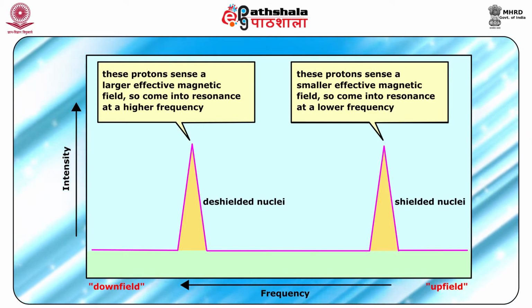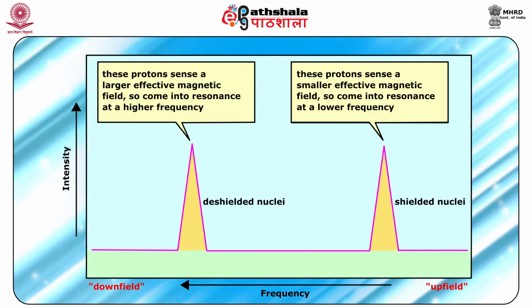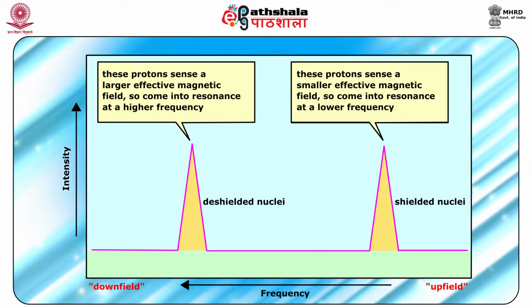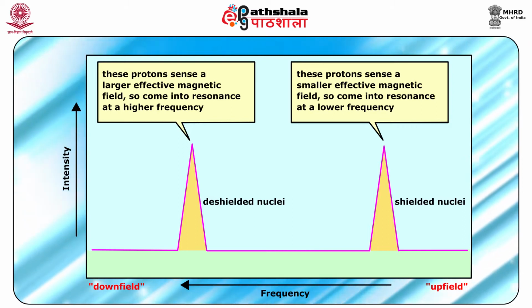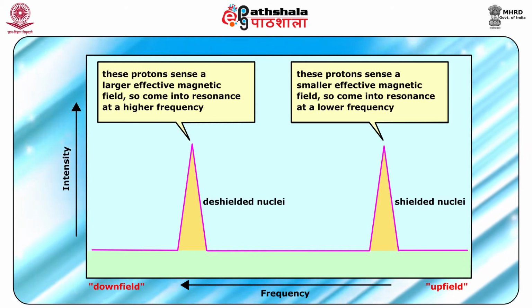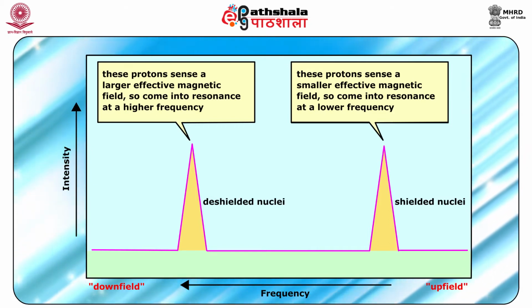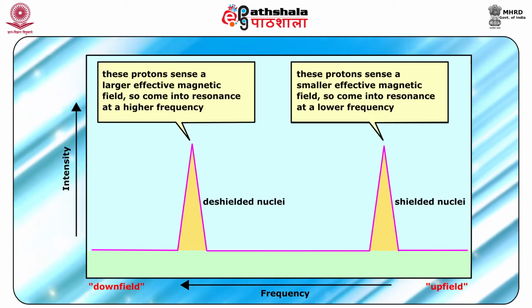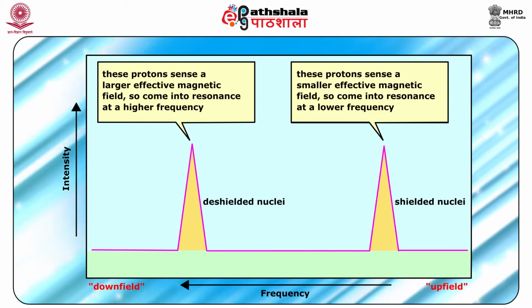Now students, compared to a naked proton, a shielded proton requires higher applied field strength, whereas a de-shielded proton requires lower field strength for this transition. Thus, shielding shifts the absorption upfield and de-shielding shifts the absorption downfield. Such shifting in the NMR absorption positions is known as chemical shift, and it arises from the circulation of electrons in particular types of chemical bonds.